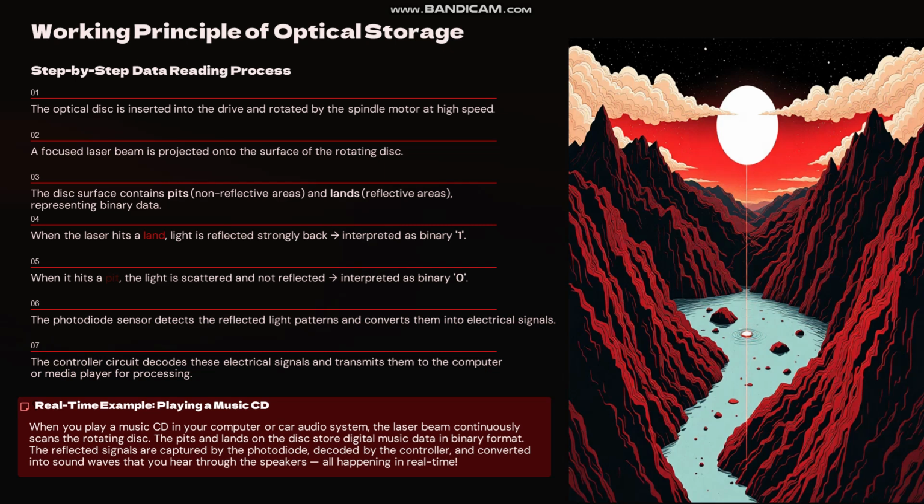And when the laser hits a land, it reflects light back to the media, which gives a binary value of one. And when it hits a pit, the light is scattered and it gives the binary value of zero. The photodiode detects the reflections and converts them into electrical signals. The controller decodes them and sends the data to the computer, and we see the video or listen to the music.